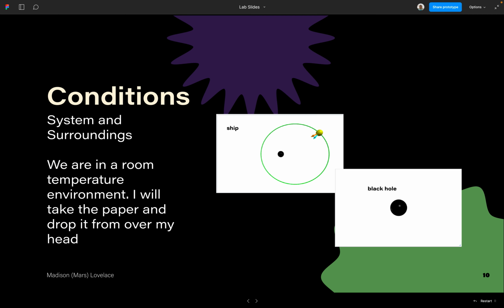The computational experiment first had my system and surroundings. So in the first part of the lab, the system was the black hole, and in the second part of the lab, the system was the ship.